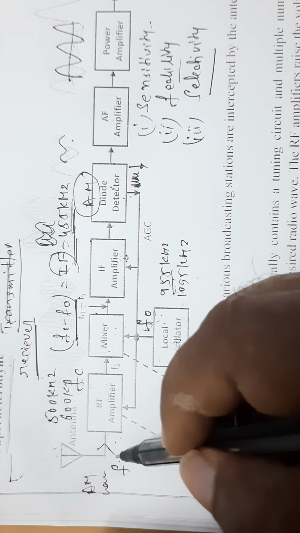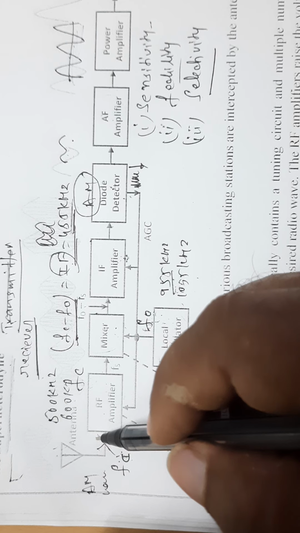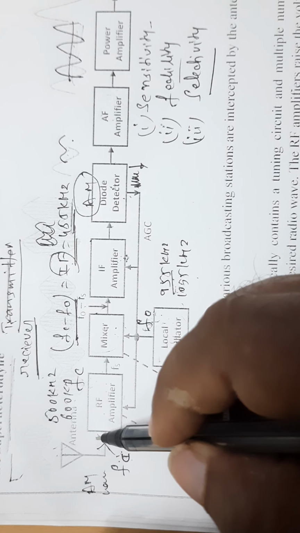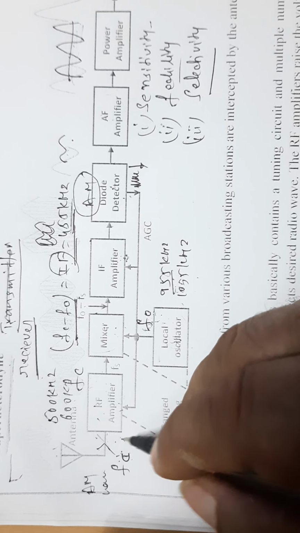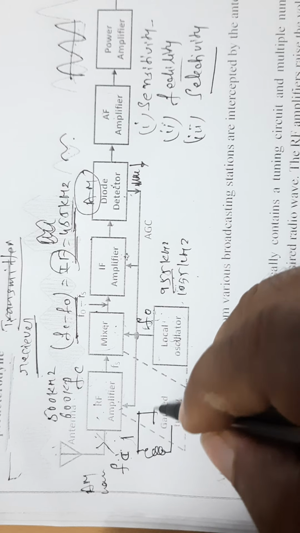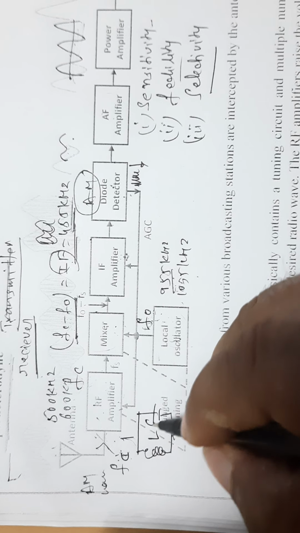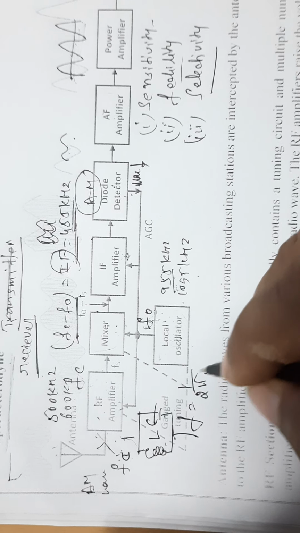And this antenna, of course, receives all signals from all these stations. But we need to select a particular station. For that, you need a tank circuit in the RF stage. The tank circuit is a parallel combination of L and C, where the frequency of this tank circuit is given by 1/2π√(LC).